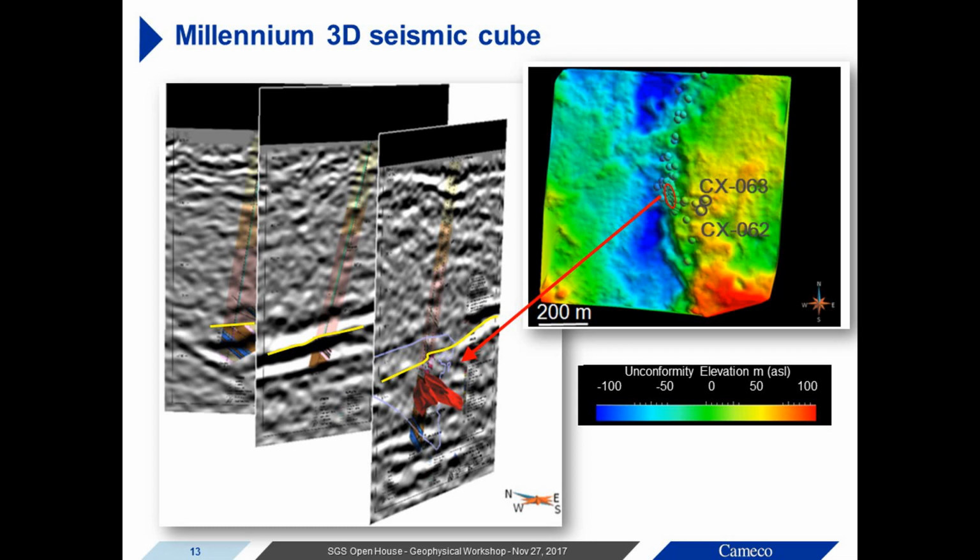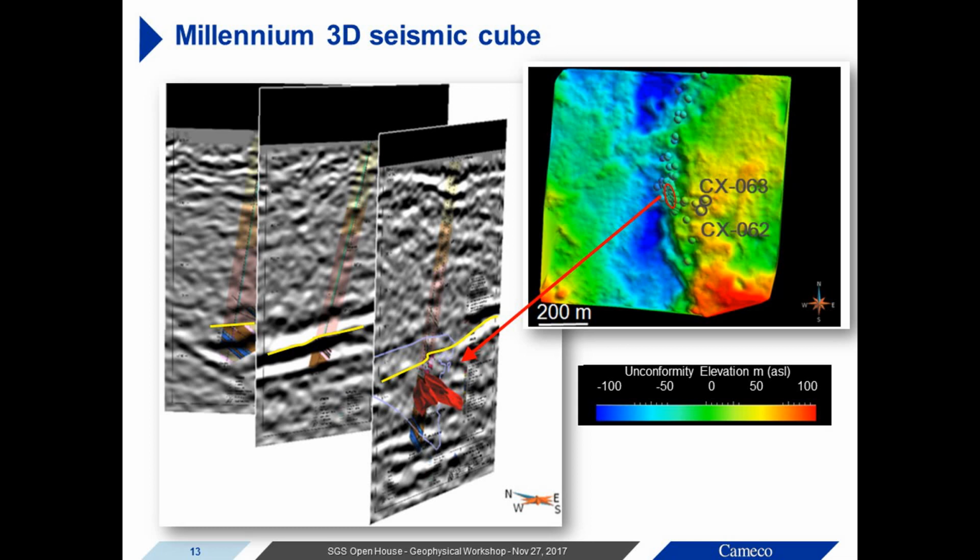The three slices on the left are extracted in 3D space from the Millennium 3D Cube and have interpreted cross-sections from drilling results overlaid. This image displays the characteristic variations of the unconformity reflectivity surrounding the Millennium deposit. In the foreground, directly over the deposit, the unconformity is barely identifiable. This is a result of intense alteration and faulting in the area.